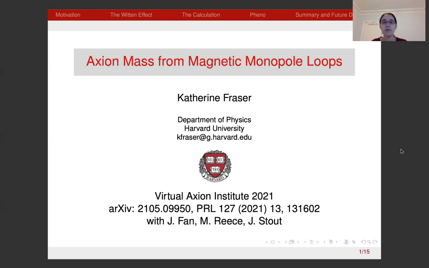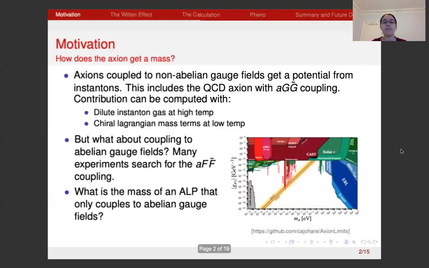But before I go into our contribution, I want to motivate it by discussing the more well-known case. So in the well-known case, axions couple to nonabelian gauge fields, and then they get a potential from instantons. For example, in the case of the QCD axion, we have an axion that couples to gluons in order to solve the strong CP problem through an aGG dual coupling. And this coupling is going to give the QCD axion a potential from instantons.